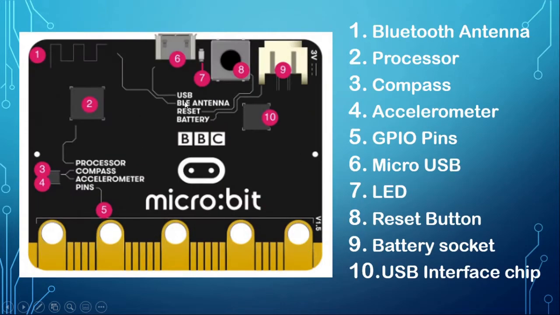On the back side of the Microbit you have the Bluetooth antenna, the microprocessor, the compass and accelerometer, the micro USB connector, the power LED display, the reset button, the battery connector or battery socket, and the USB interface chip. So there you go. This is the BBC Microbit.